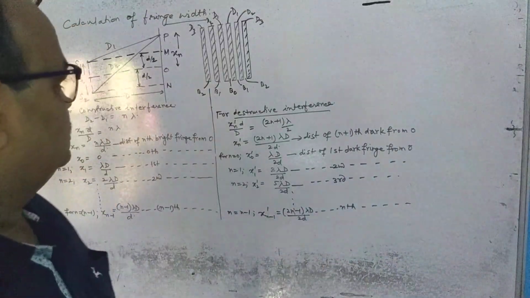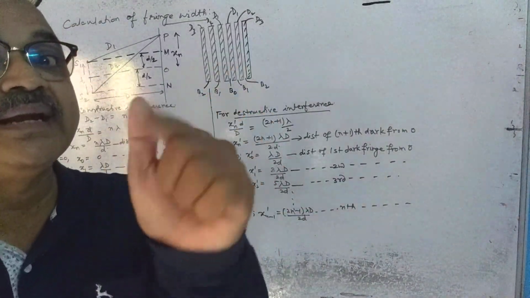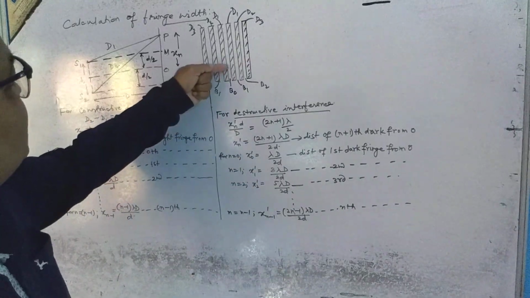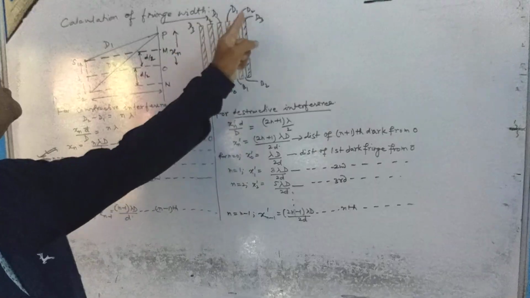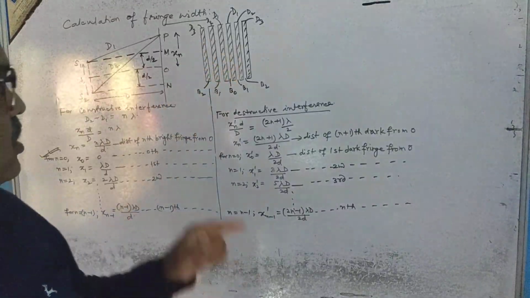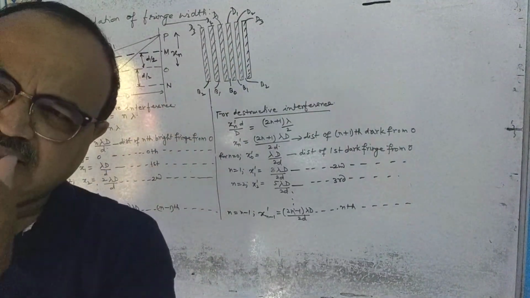I just continue what I was saying. Alternately we are getting... See, this is the center. Again, I remind you, B stands for bright, D stands for dark. Now look at the figure, we are visualizing what the figure will look like.